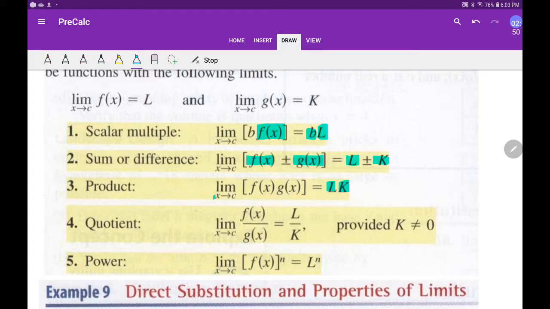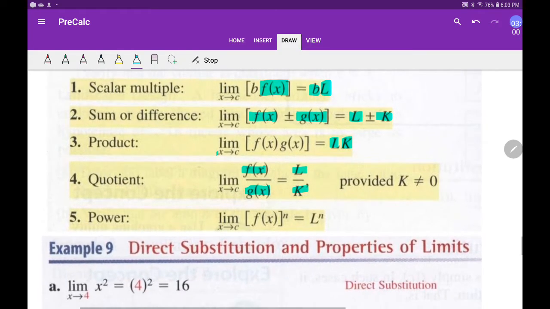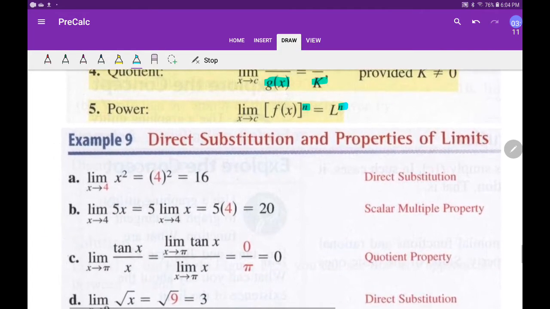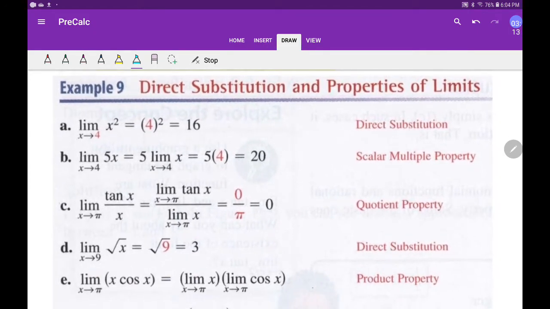If I take the limit as x approaches c of f of x divided by g of x, it's okay if I just take their limits and divide those instead. And same thing with the power. I can wait till the end and put the power on the limit if I would rather. I don't have to take into consideration the power while I'm finding the limit. That's really helpful. So here's direct substitution.